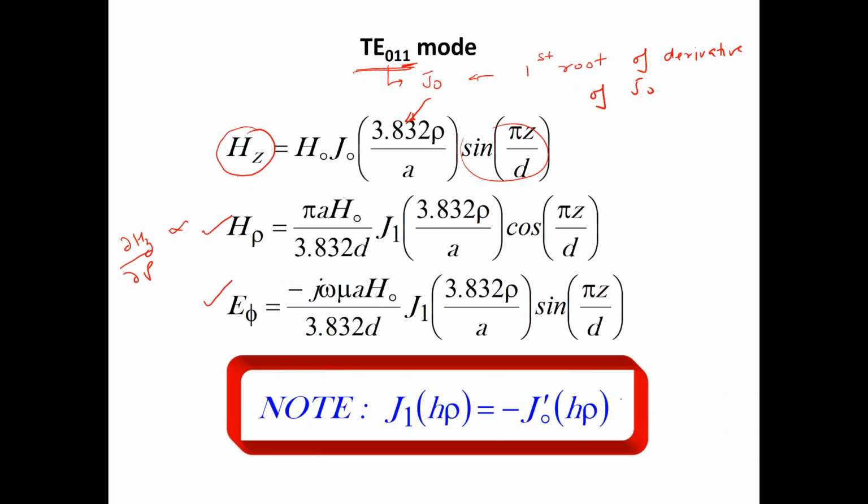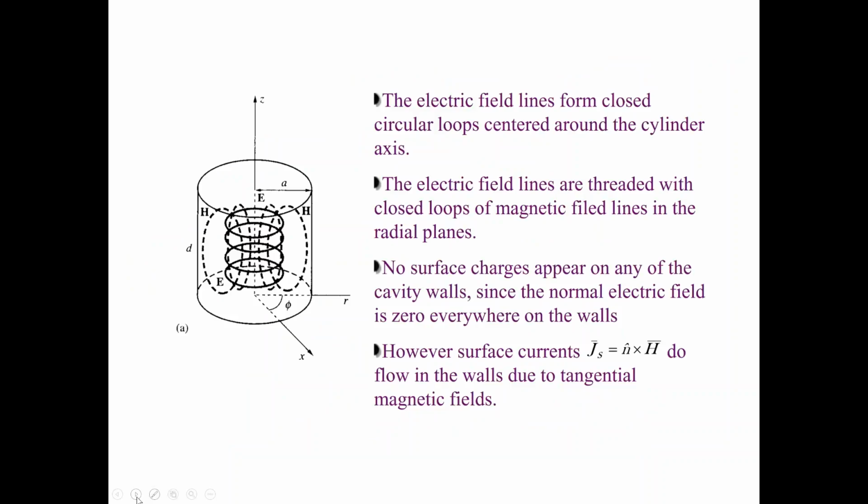And basically the derivative of J naught term is J1. I'd shown you that last week, or I had given it to you last week. And then it's the derivative of this with z direction. E phi is the derivative of J with rho direction. So you basically end up getting these terms over here. If I plot these terms, this is how the field looks like.